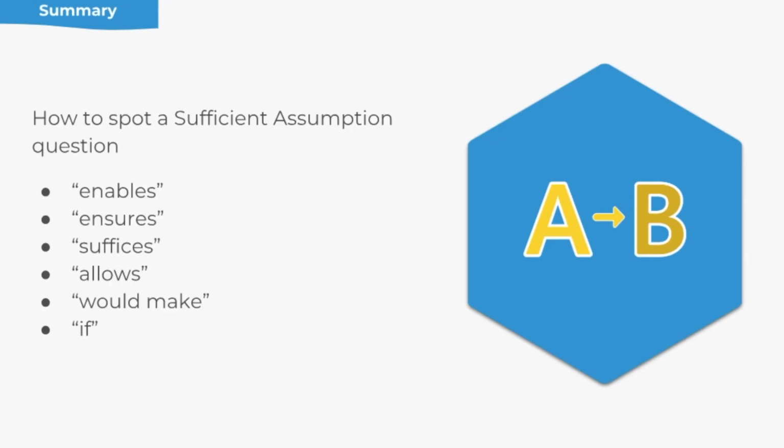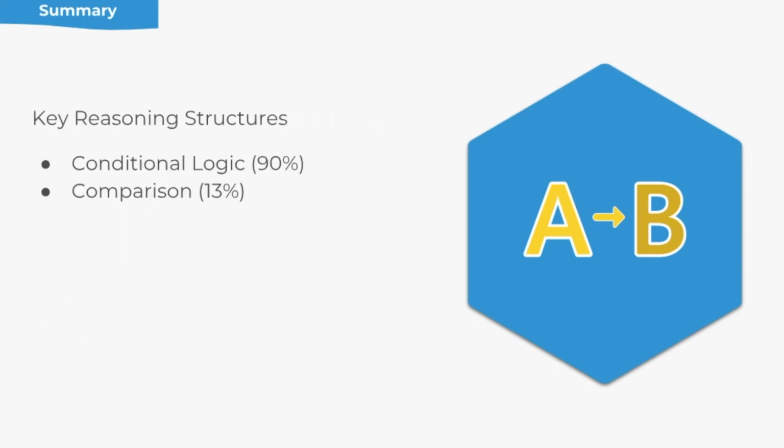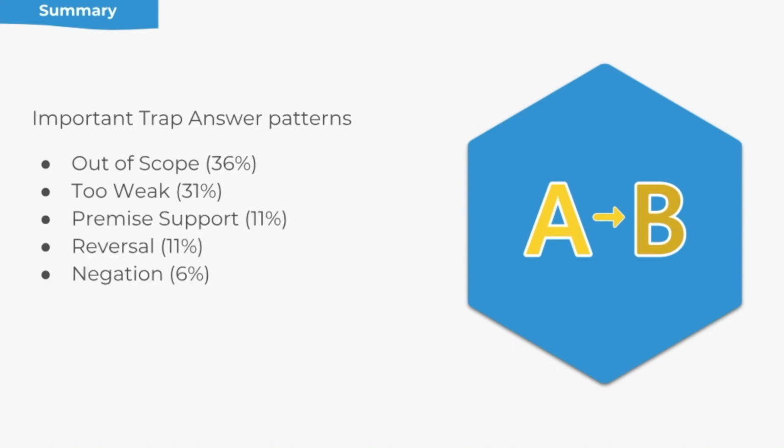So in summary, you spot a sufficient assumption question with language cues like enables or ensures or suffices, allows, anything that indicates sufficiency within that language cue. And then the reasoning structures you want to be on the lookout for are conditional logic, which is the major player. 90% of all sufficient assumption questions play with conditional logic, whereas only 13% of sufficient assumption questions play with comparison reasoning structures. And the trap answers that you really want to be on the lookout for are ones that are out of scope, too weak to prove the conclusion, those that are supporting the evidence, or those that are somehow mangling the relationship either by reversing it or negating it.